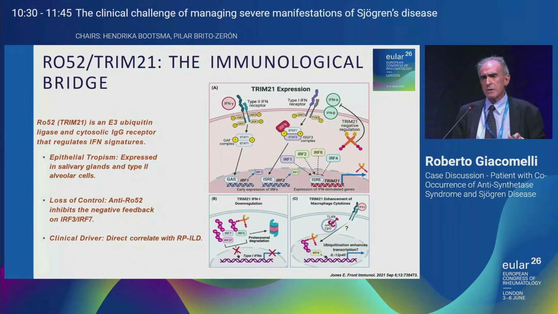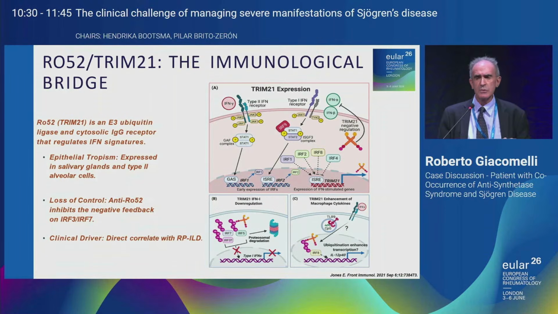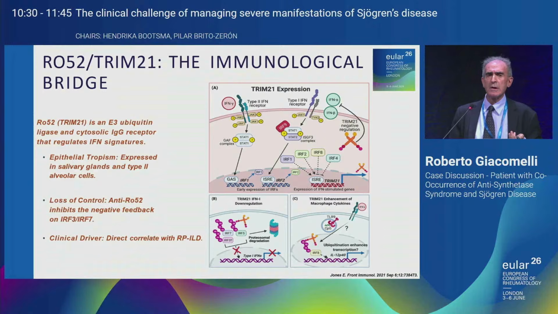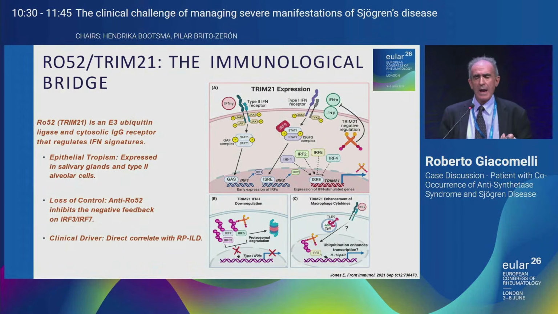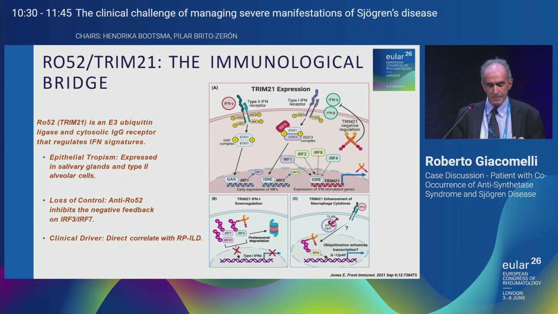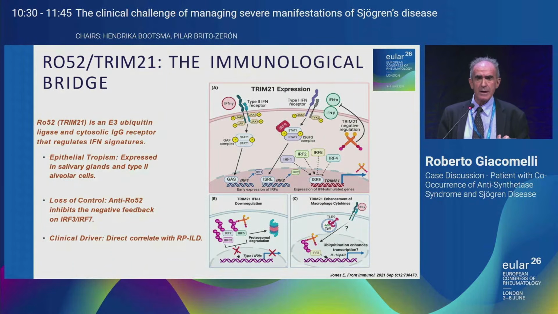What these two diseases share together is the positivity for Ro52. So we have to try to understand what could be the role of Ro52 in this subset of patients. Ro52 is also named TRIM21 and is a very important immunological molecule because it is an ubiquitin ligase that is able to act in the complex mechanism related to the interferon pathways.